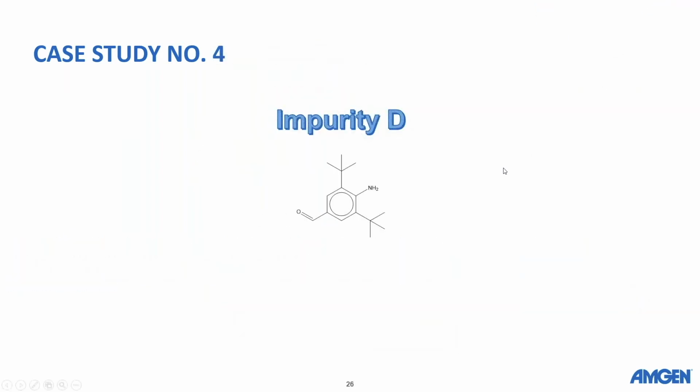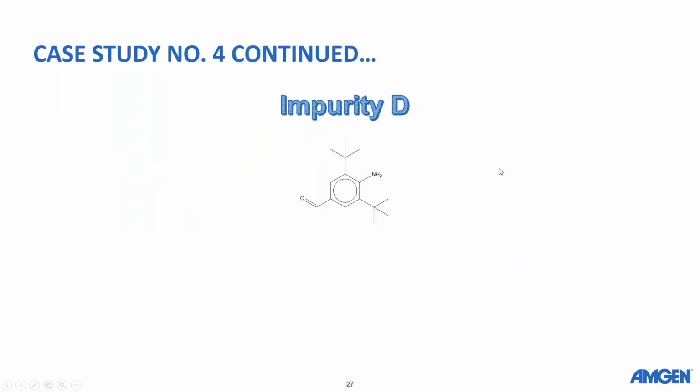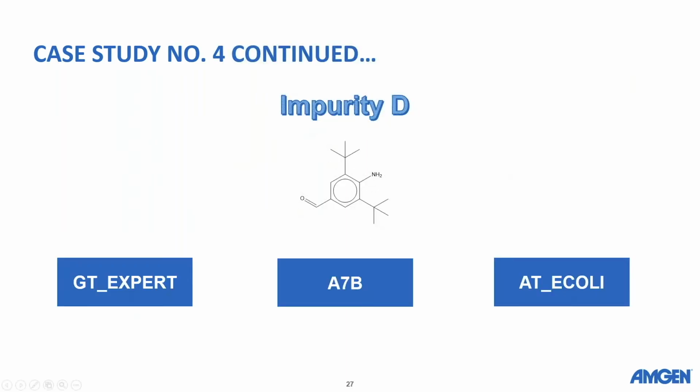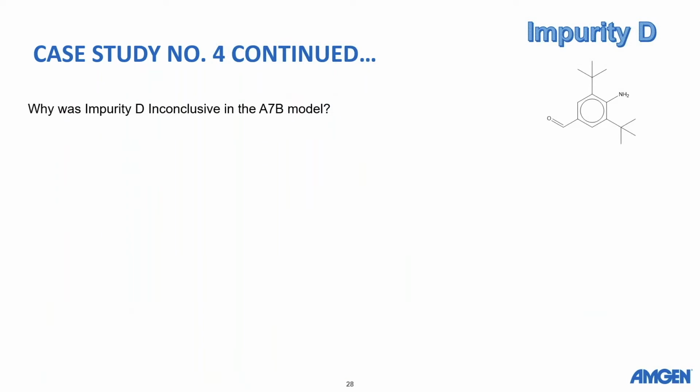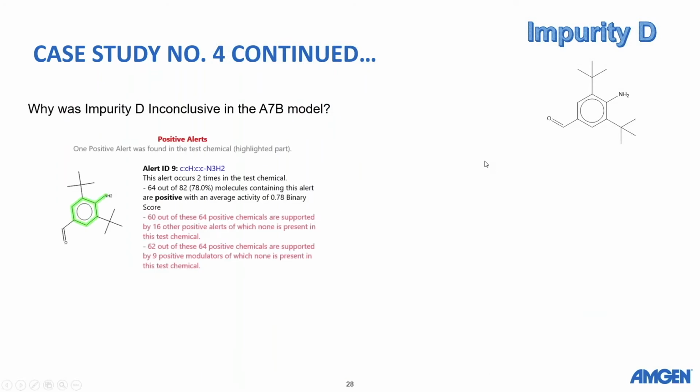Lastly, we have impurity D. As with the other three, impurity D was tested in Expert, A7B, and AT E. coli. Results here had an inconclusive for A7B, while negative for E. coli and Expert. So again, why was impurity D inconclusive in A7B? Impurity D had an aniline alert, alert 9, which gave a probability of 37.6%, again, gray zone and considered inconclusive.